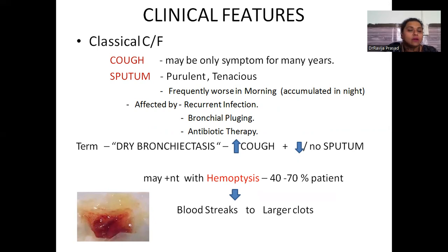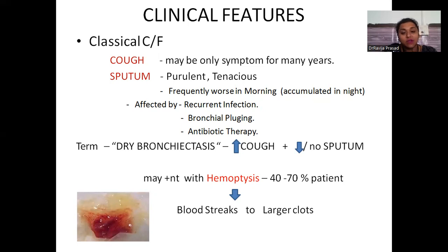Okay. Now, in the TB patient, you have seen the sputum. There's no specific timing in the TB patient. They can have sputum when they cough. But in the bronchiectasis patient, you can have purulent, tenacious sputum, frequently in the morning because it has accumulated overnight. Then it is affected by recurrent infection. If there is a recurrent lung infection, they get it more frequently. Then bronchial plugging, then antibiotic therapy.